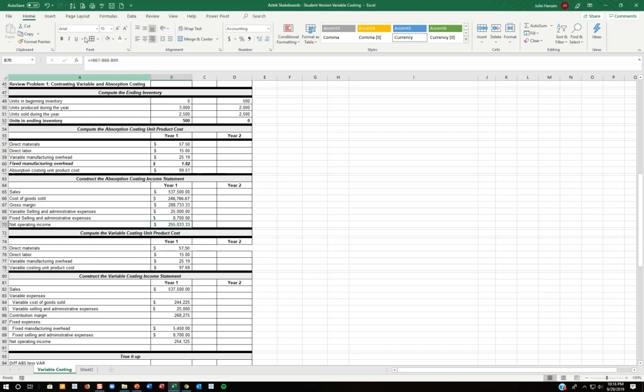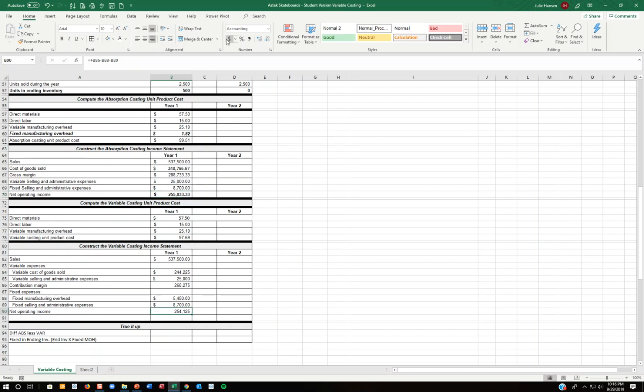So my net income under, I'm going to bold this because you can see, under the contribution, or excuse me, under absorption costing, it's 255. Under the variable costing, it's 254. I sold the same amount of items, I manufactured the same amount of items, but I've got a different net income. So I call this the truing it up time. So let's take a look and see what's my net income under the absorption costing, excuse me, less what my net income is under my variable costing. And you can see the difference is $908. Holy cow, why is it $908?